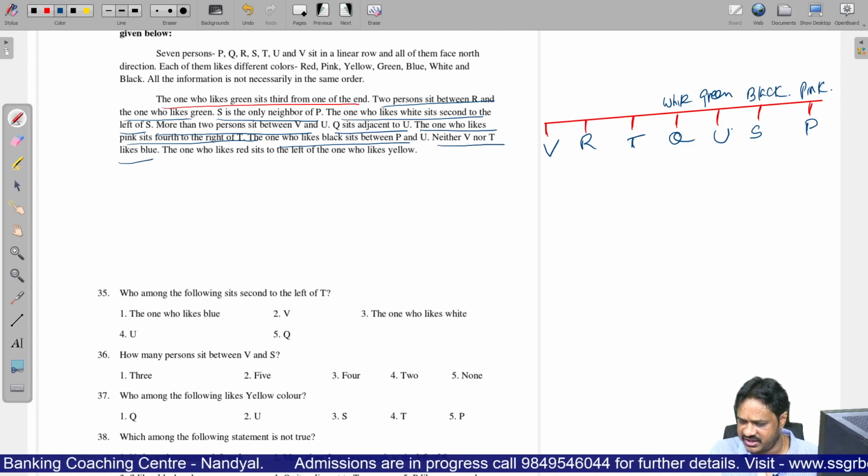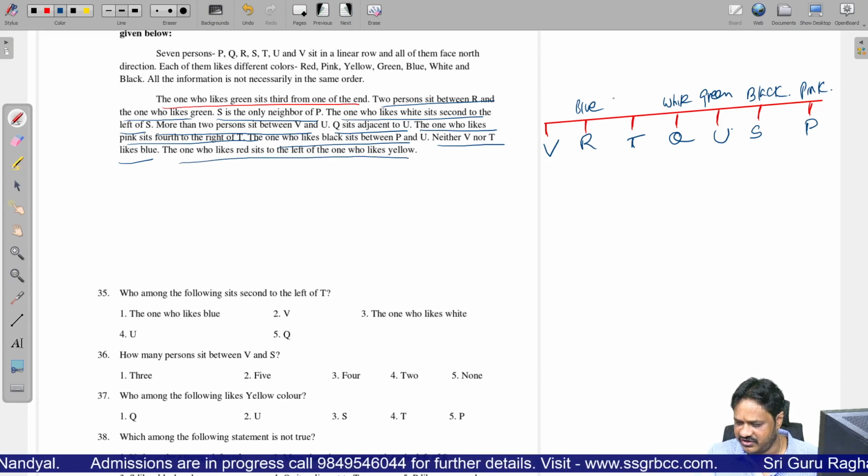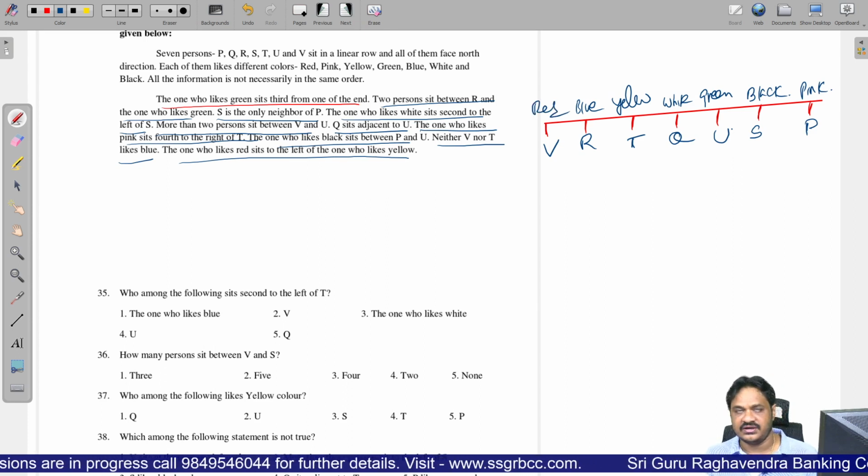Neither V nor T likes blue color. Therefore R likes blue color. Then the one who likes red sits to the left of yellow. So this is yellow and this is red. Now, let us answer the question.